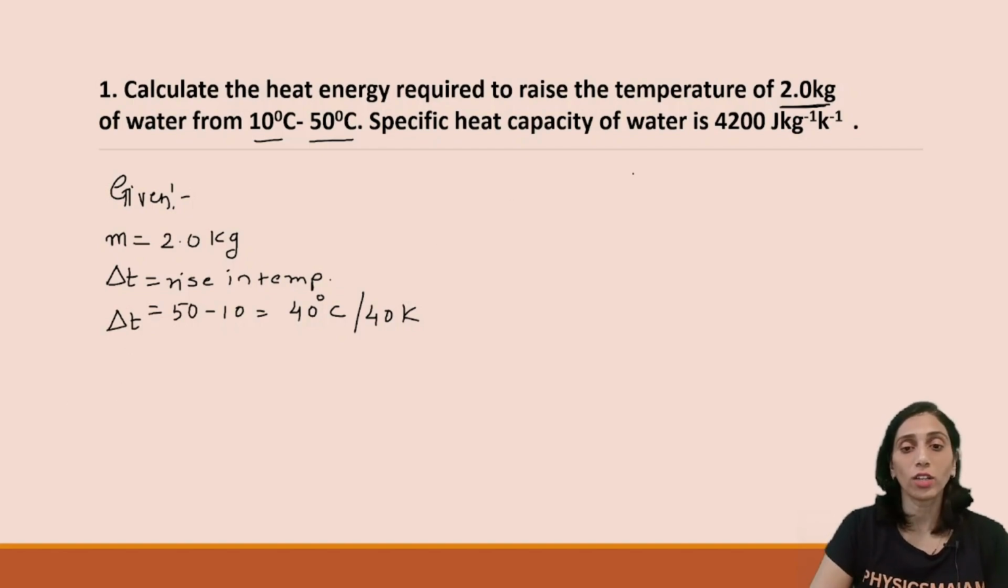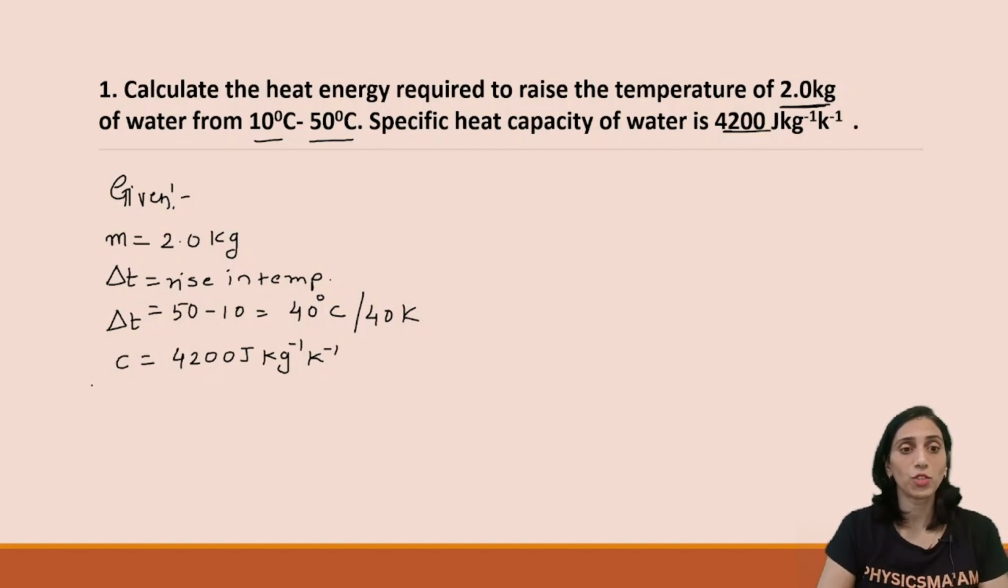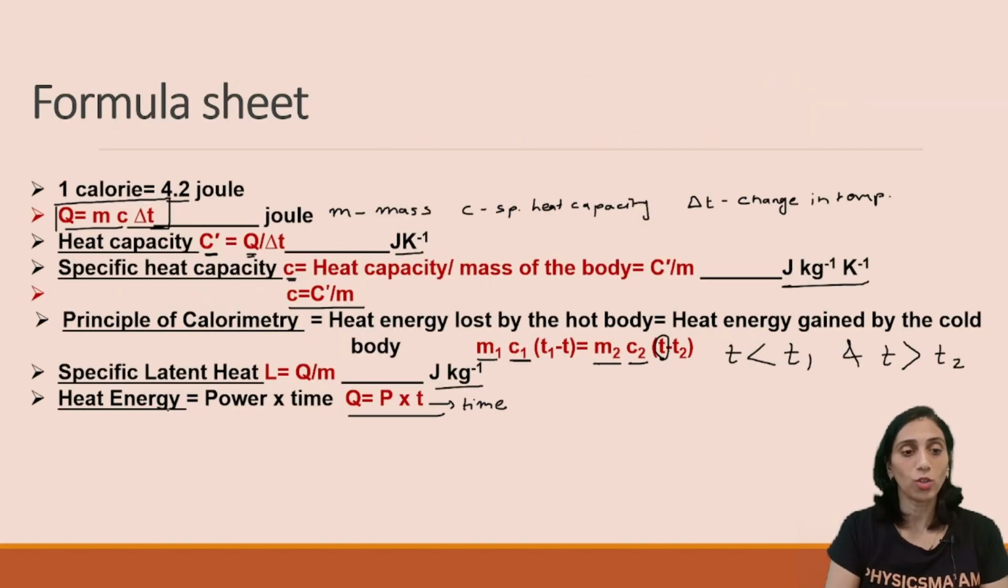Okay, so एक और चीज क्या दिया है? Specific heat capacity. So we denote specific heat capacity as small c, which is equal to 4200 joule per kilogram per Kelvin. This is how you're supposed to write the unit. Okay, now we go back to the formula sheet and we see which formula to be used. I need to find out the heat energy supplied, right? So we'll go to the formula sheet, and as I said, most of the numericals will use this second formula, which is Q is equal to mc delta T. So we use the same now.